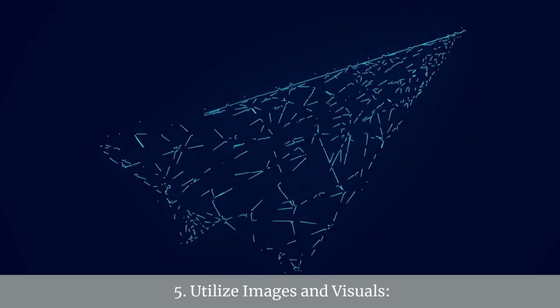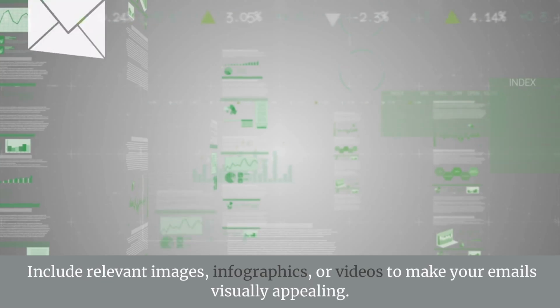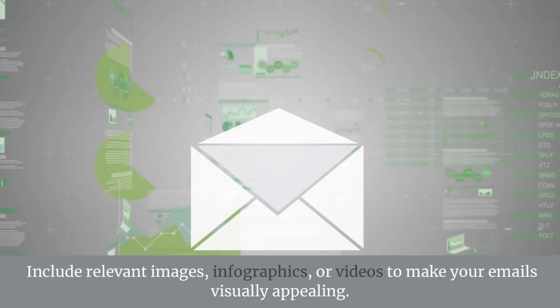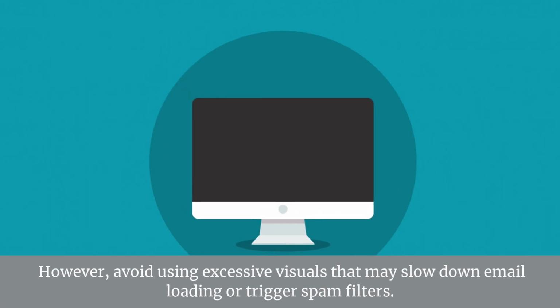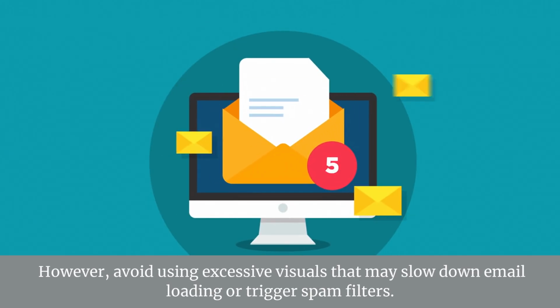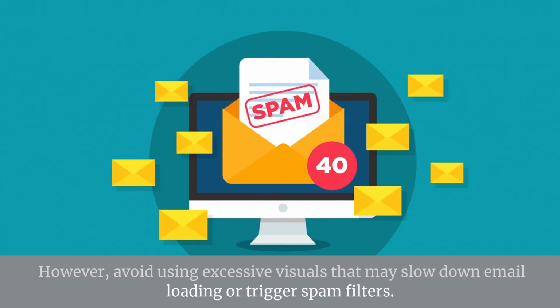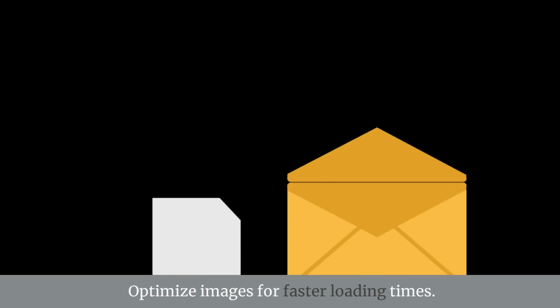5. Utilize images and visuals. Include relevant images, infographics, or videos to make your emails visually appealing. However, avoid using excessive visuals that may slow down email loading or trigger spam filters. Optimize images for faster loading times.